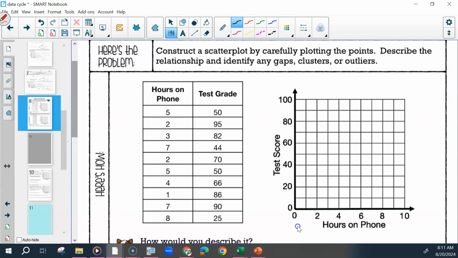So I see visually, my numbers on my x-axis are counting by 2s, which means the numbers in between are 1. And then visually, my y-axis is counting by 20, and the numbers in between would have to be 10. All right. So then hours on the phone would be 5. I'm going to start at my x-axis, go over to 5, and then go up to 50. That would be somewhere right here. Oh, change colors on me.